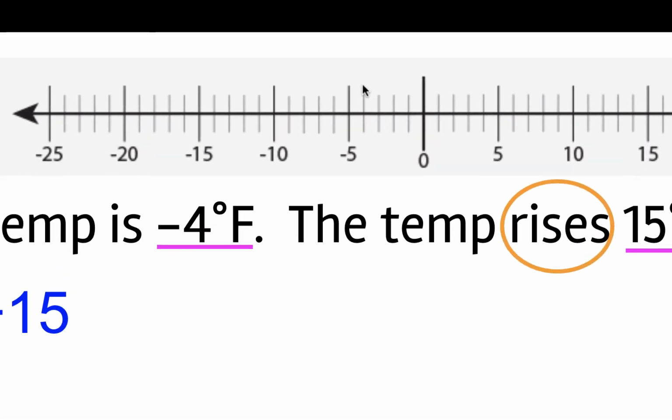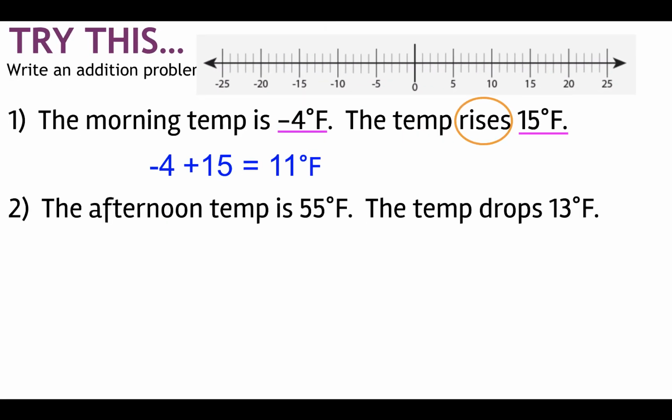So right here, am I going to move 15 steps to the left from -4 or 15 steps to the right? 15 steps to the right. So where would I be? 11. And since this is a real world problem, we need to make sure we label 11 degrees Fahrenheit. Go ahead and pause the video here, do number 2, and then come back and check your answer.